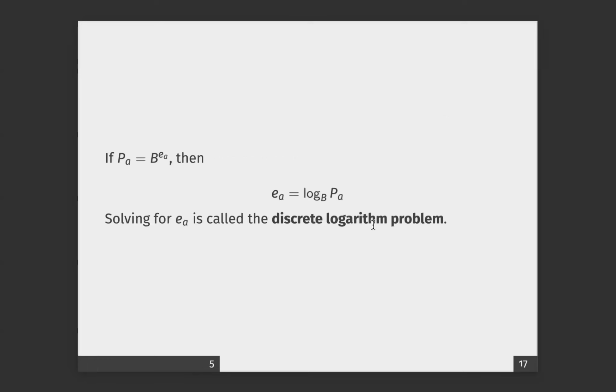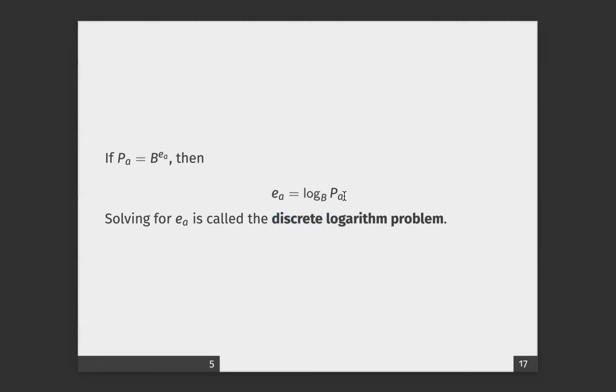So if the public key P_A is equal to B raised to the E_A, then by the definition of the logarithm, if you still recall the logarithm, we take the logarithm of both sides. The logarithm of P_A is equal to E_A times the logarithm of B. So the logarithm of P_A with respect to the base B is equal to E_A.